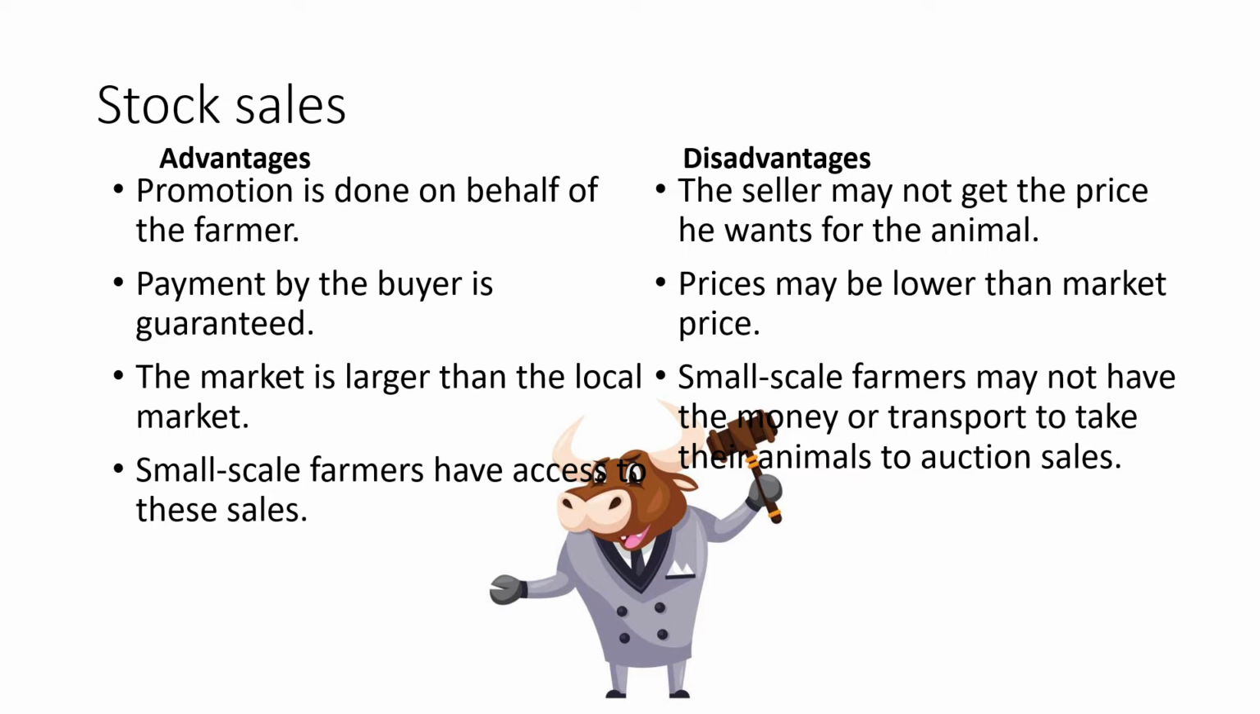Thirdly, the market is larger than the local market. There are usually a lot of people that go to these auctions, especially if it's a live animal auction. Then also small-scale farmers have access to these sales, so any farmer can bring their produce or livestock to the central location where people can bid on their produce.